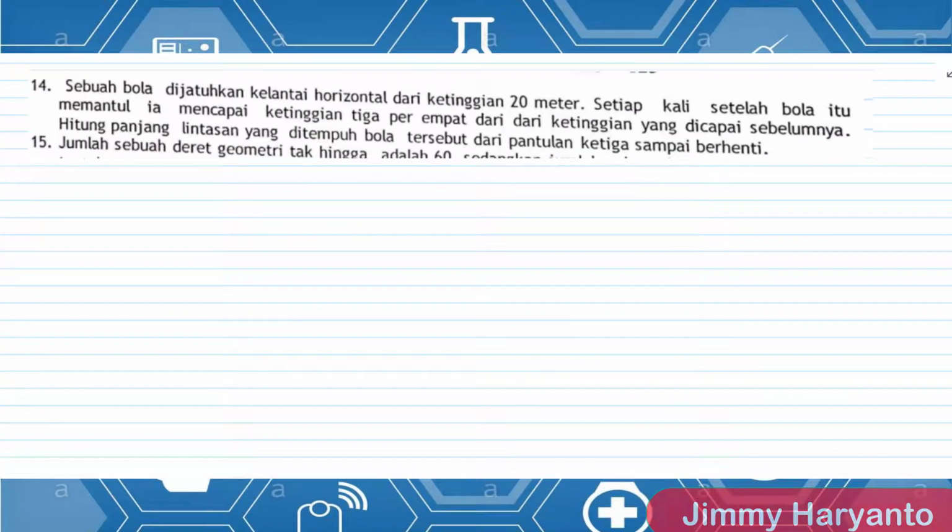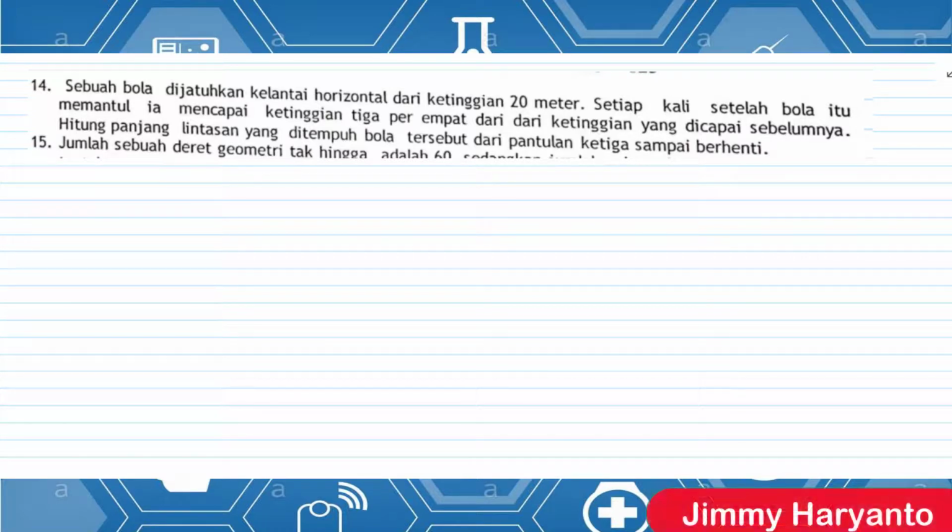Next is number 14. A ball is dropped to a horizontal floor, dropped vertically, from the height of 20 meters. Every time the ball touches the floor, it will reach 3 over 4 of the previous height. Find the total distance traveled by the ball from the third bounce until it stops.